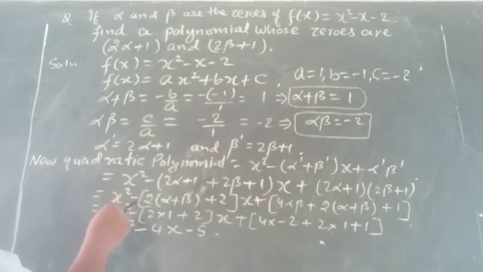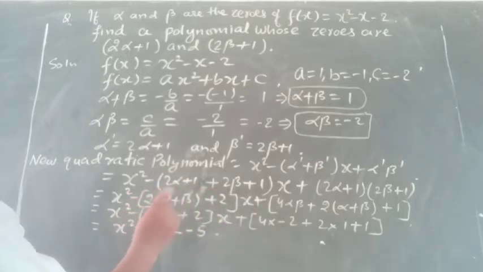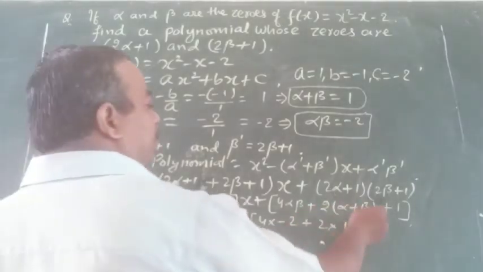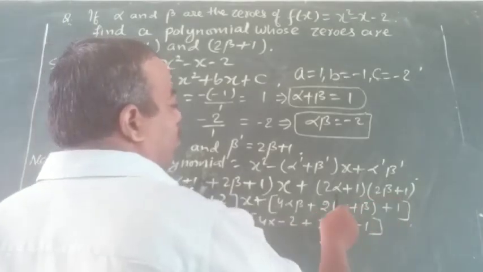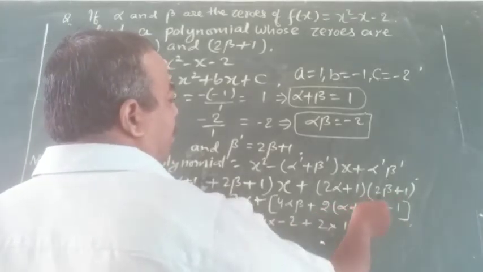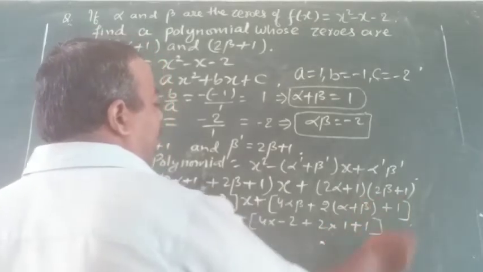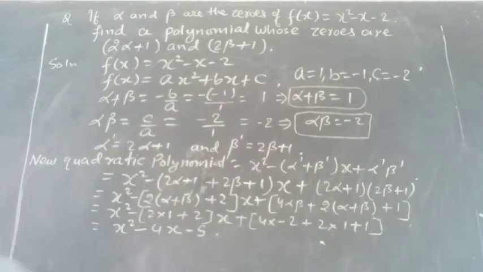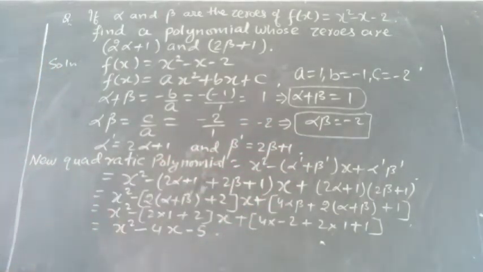X square minus (2 alpha plus 2 beta plus 1 plus 1). From these terms we take common 2 into (alpha plus beta), and 1 plus 1 is 2, and here it is x. Now 2 alpha into 2 beta is 4 alpha beta. 2 alpha into 1 is 2 alpha and 2 beta into 1 is 2 beta, taking 2 common, 2 into (alpha plus beta), and 1 into 1 is 1. Now what value I have, alpha plus beta is 1 and alpha into beta is minus 2, we just put in this format.